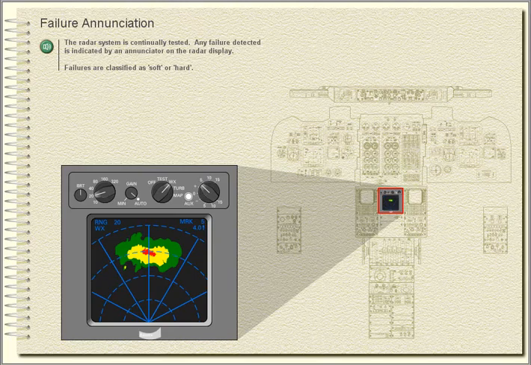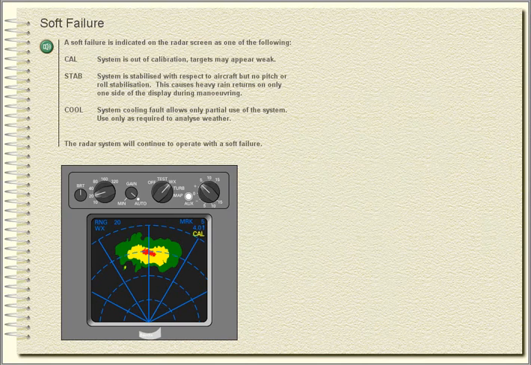Failure annunciation. The radar system is continually tested. Any failure detected is indicated by an annunciator on the radar display. Failures are classified as soft or hard. Soft failures. A soft failure is indicated on the radar screen as one of the following.